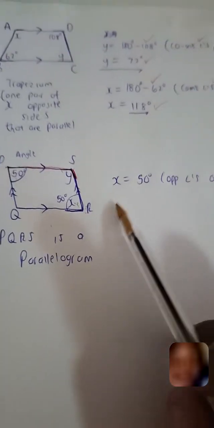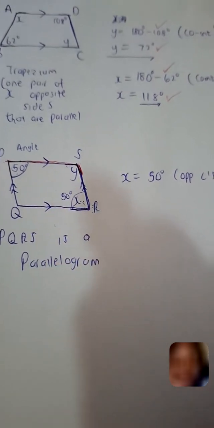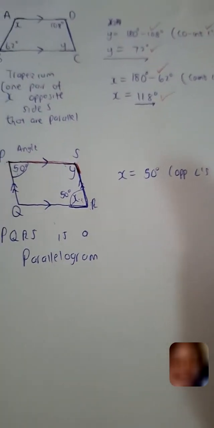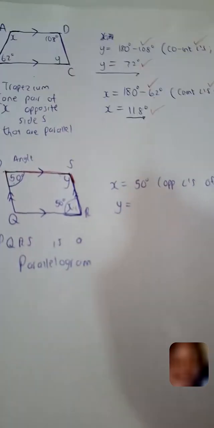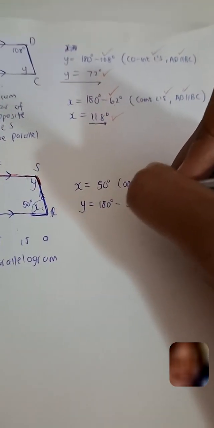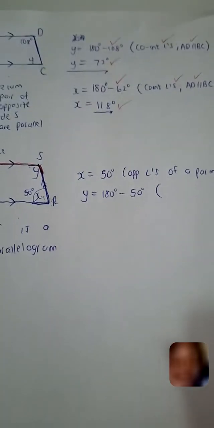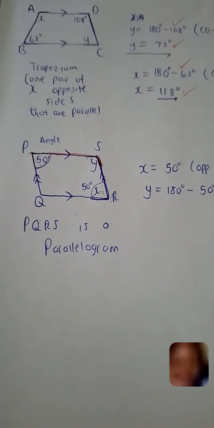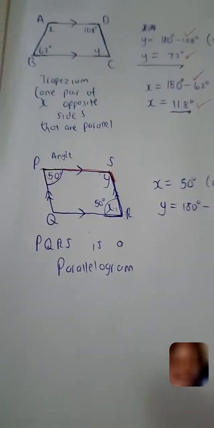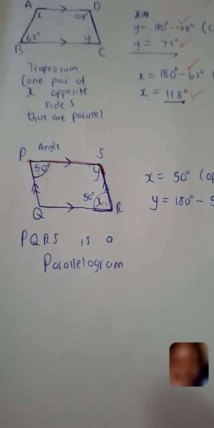Okay, I'm listening, Kia. You tell me why I want y. So yeah, it forms a U shape. Y is going to be equal to 180 minus 50. Very good. What's the reason? Co-interior angles. Exactly. Co-interior angles.